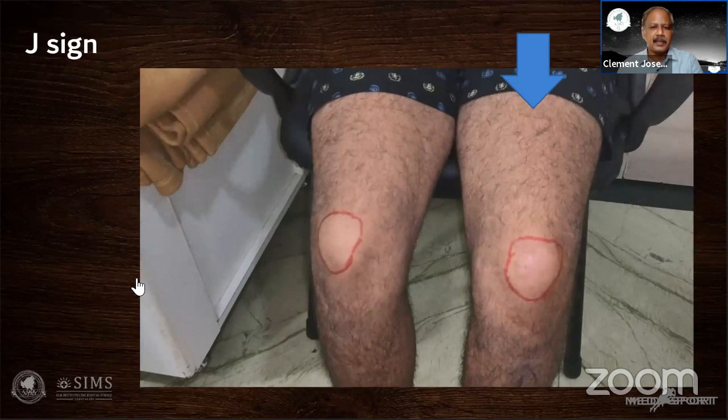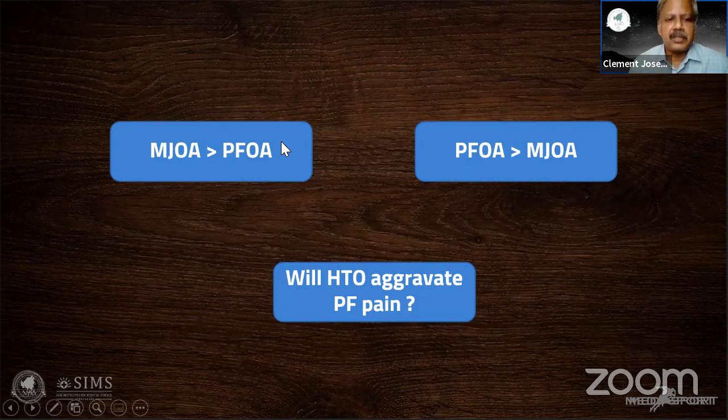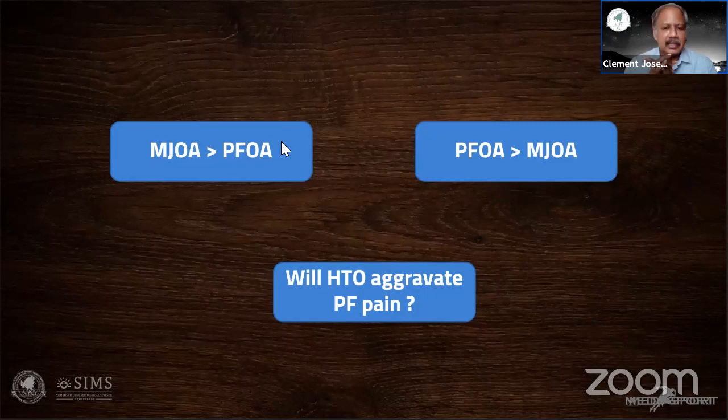And whenever you assess a patient of medial joint osteoarthritis, look for patellofemoral OA and determine whether the medial joint is the main symptom or the patellofemoral joint is the main problem. And also, whenever you're doing an HTO, a high tibial osteotomy, always think about whether the osteotomy can aggravate the patellofemoral pain. We'll talk about this later.